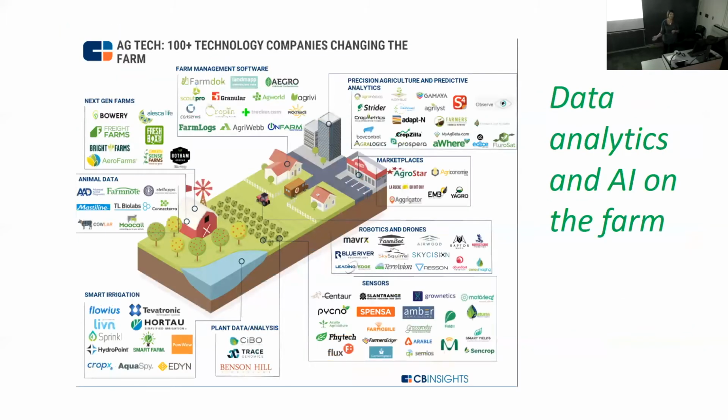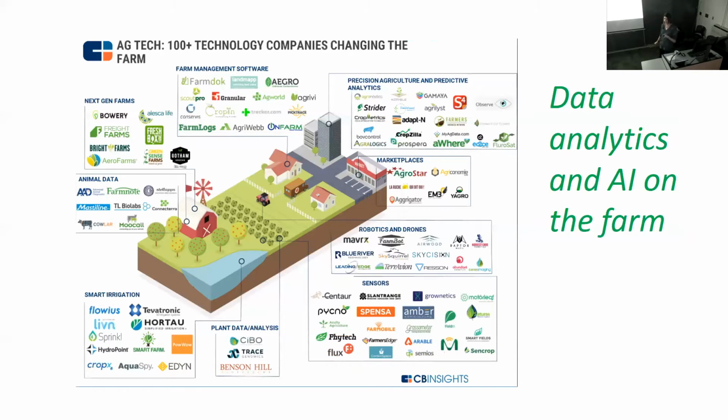And we need to get our ducks in a row for those systems, because coming down the road is a whole new suite of technologies in terms of data analytics and artificial intelligence on the farm. I just think it's amazing, all of these companies that are currently active in this space. There's got to be a lot of venture capital around to be able to support this many companies. Very highly saturated market. You've got precision analytics, so where you're going to put your hybrid on the farm, understanding your marketplaces, robotics and drones, sensors, smart irrigation. And down here, this is the genetics, this is the plant breeding space. So there's not so much in the plant breeding space.